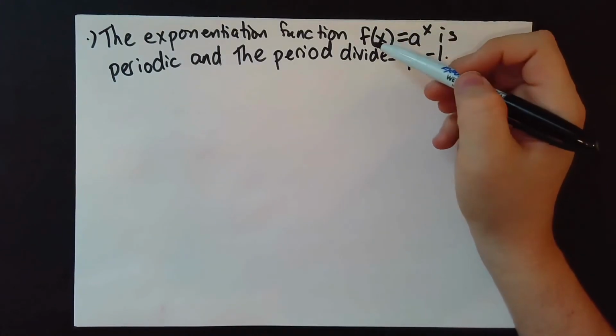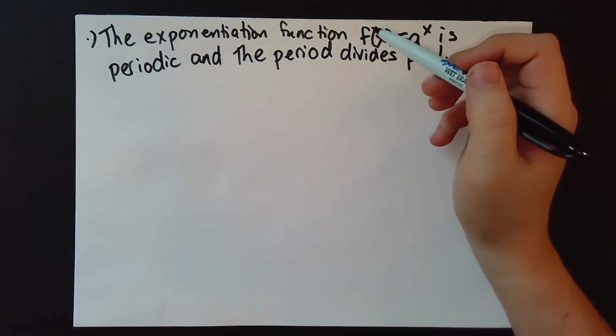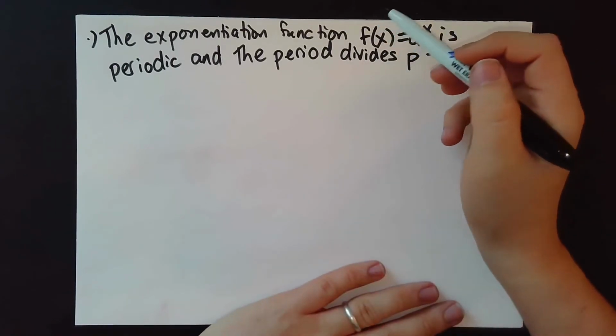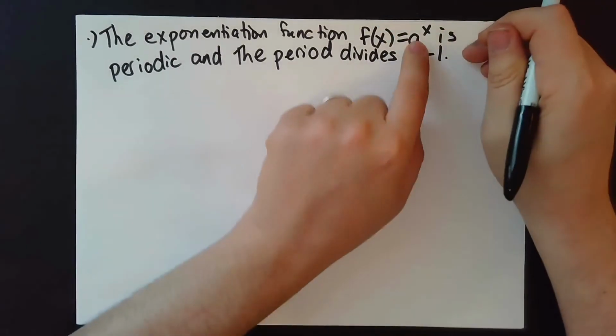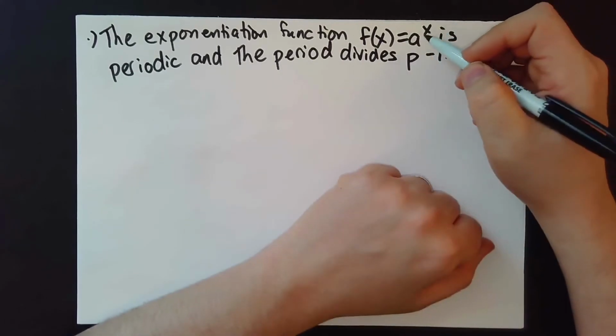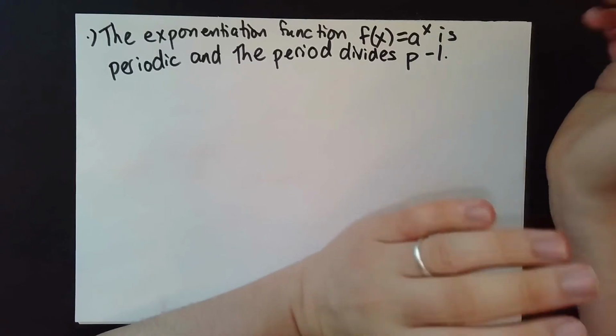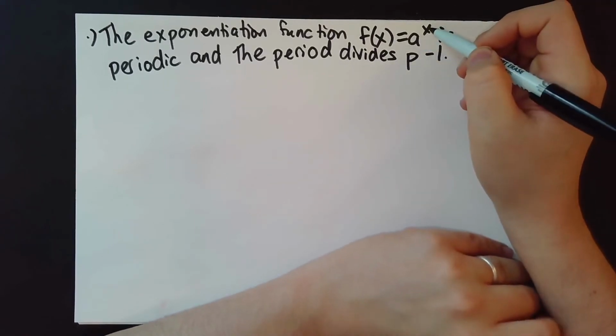So take whatever a you like, and then we can define this exponentiation function, f of x equals a to the x. Note a here has to be something mod p. A can't be like e, because there is no e mod p. But take any number mod p that you like, and then look at the function where I raise this to a power.